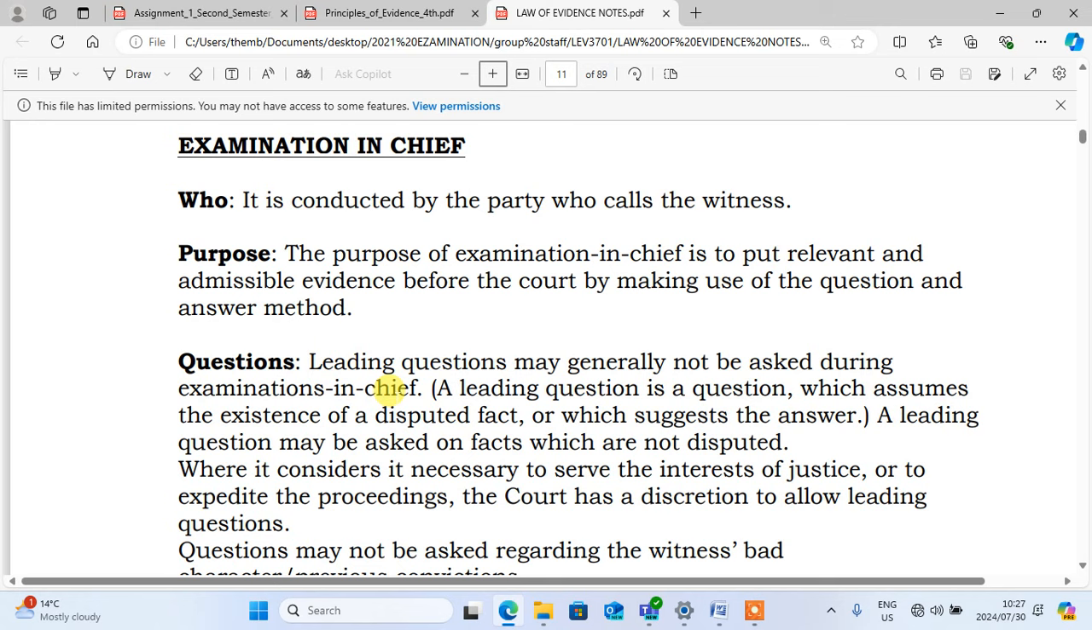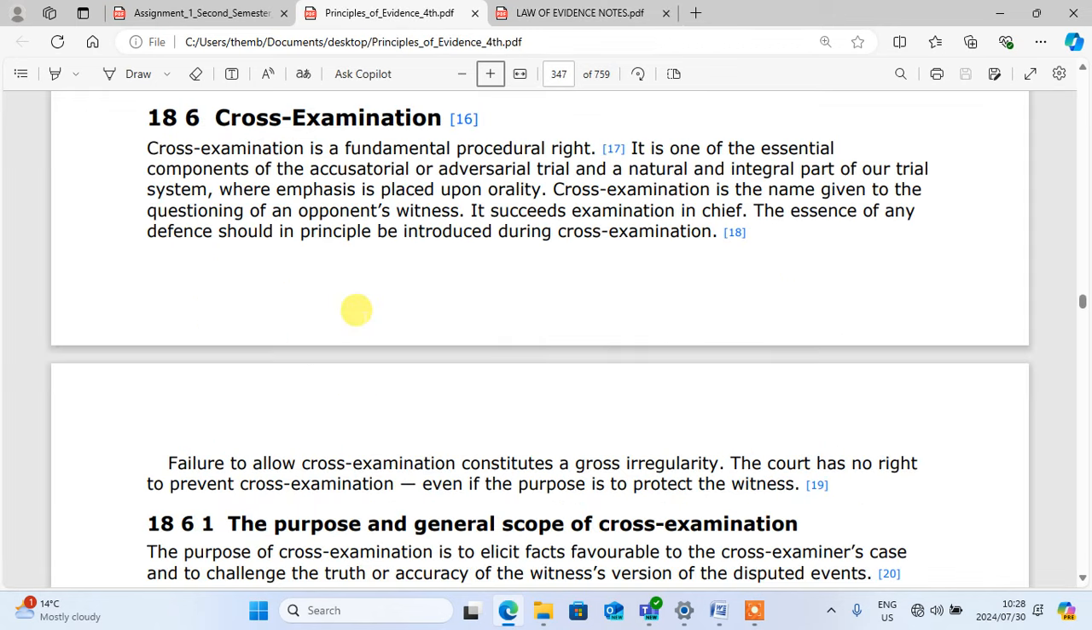Okay, now let's move forward to the cross-examination. A cross-examination is a fundamental procedural right. It is one of the essential components of the accusatorial or adversarial trial and a natural and integral part of our trial system, where emphasis is placed upon orality. Cross-examination is the name given to the questioning of an opponent's witness. It succeeds examination in chief, right?